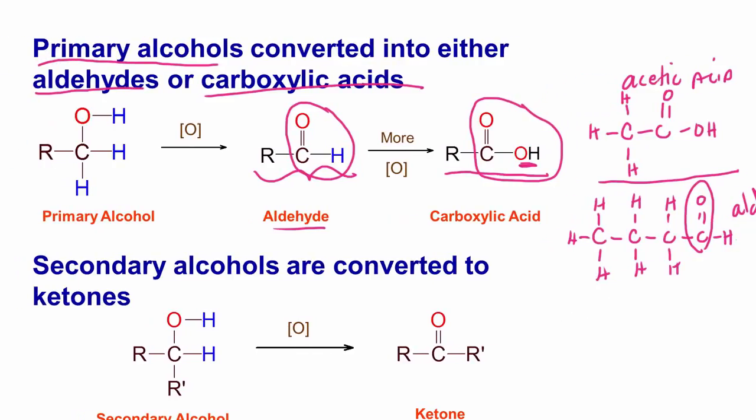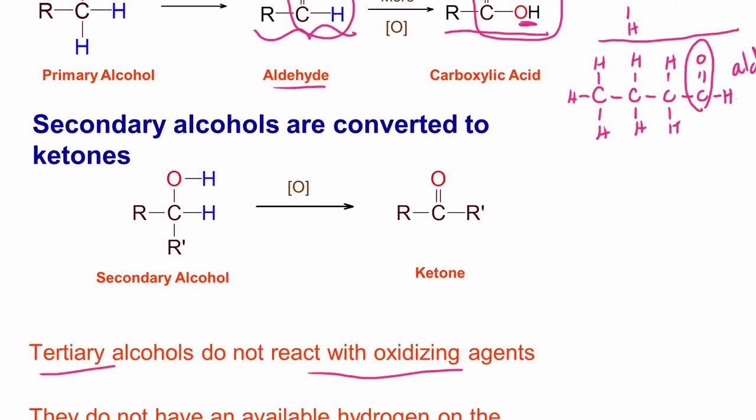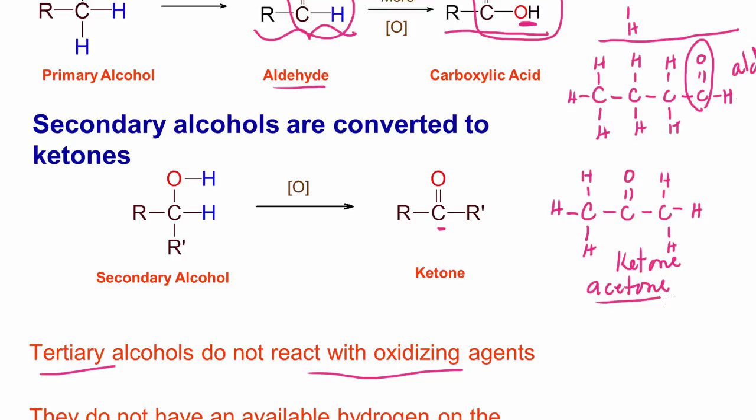Secondary alcohols, on the other hand, are converted to ketones. Ketones also have a carbonyl group, but the carbon is not bonded to a hydrogen. The carbon is bonded to these two alkyl groups. An example of a ketone that you're all familiar with would be acetone. So again, notice that the carbonyl carbon is bonded to two other carbons. There is no hydrogen. This is a ketone, and this particular ketone is acetone.